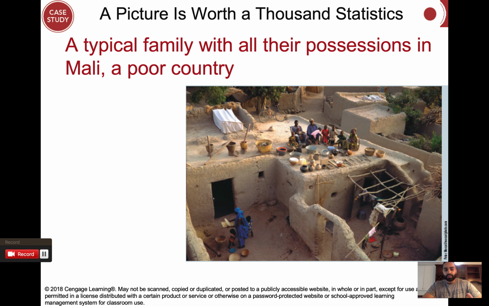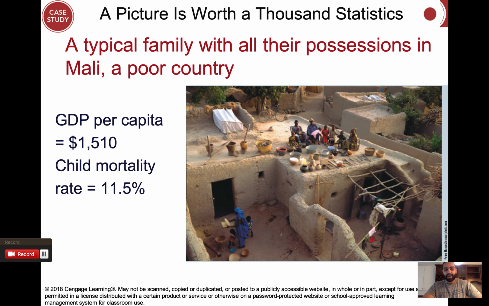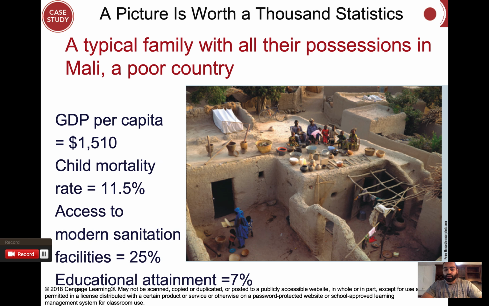Now, a typical family in Mali, a small country in Africa, has a GDP per capita of roughly $1,500. So again, a very low amount. The child mortality rate is higher, at 11.5%. Unfortunately, in this country, a lot of children don't make it past the age of 5, due to a lack of adequate healthcare resources, infrastructure, and so forth. Access to modern sanitation facilities is 25%. So they have access to much less sanitary materials, facilities, and healthcare professionals to help them throughout their life.